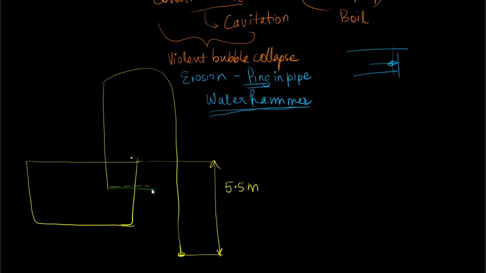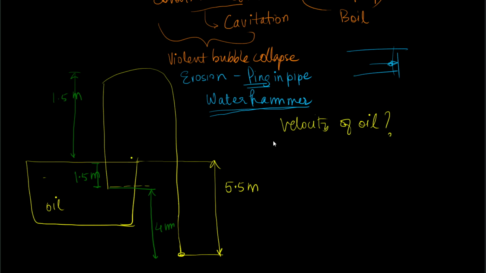This particular height is 4 meter. This particular height is 1.5 meter. This particular height is also 1.5 meter. Okay, so the first question is, what is the velocity of oil through the siphon? So this is given as an oil. What is the velocity of oil?